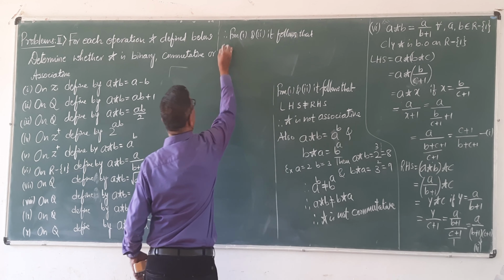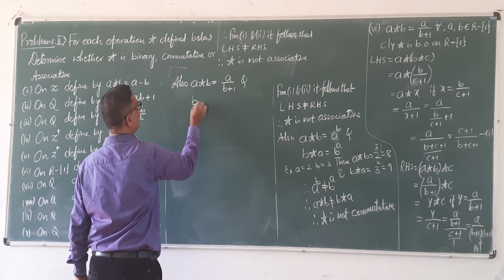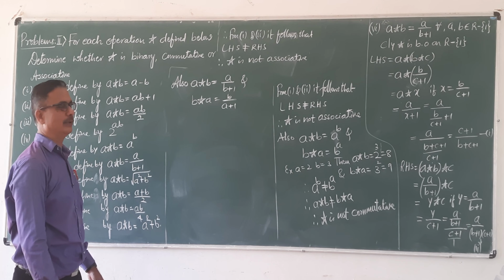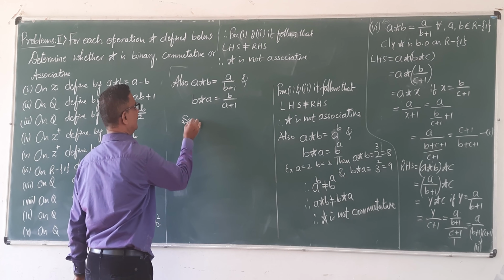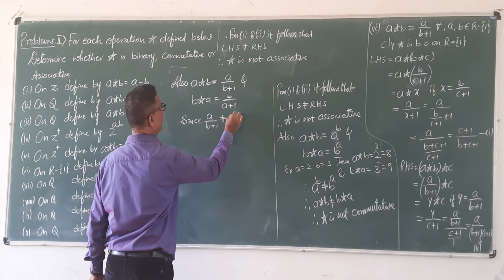Is it commutative? Check it. A star B, given, is A by B plus 1. What is B star A? B by A plus 1. Are they equal? A by B plus 1 is the same as B by A plus 1? Since A by B plus 1 is not equal to B by A plus 1, therefore A star B is not equal to B star A. Therefore, star is not commutative. It is not commutative, and it is not associative.